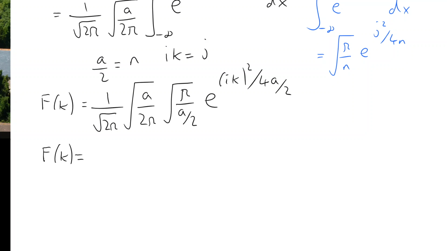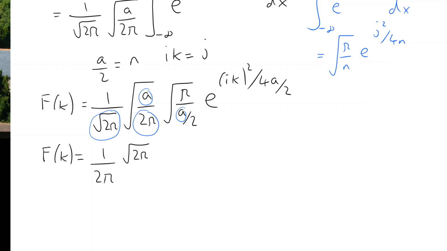We can do quite a bit of simplification. If we look at this, we've got 2 factors of the square root of 2 pi, so we can write 1 divided by just 2 pi. We've also got a square root of a there, and a square root of a there, so those square roots of a just cancel out. And then in the final term before the exponential we've got pi divided by a half, so that just gives me the square root of 2 pi, like that.